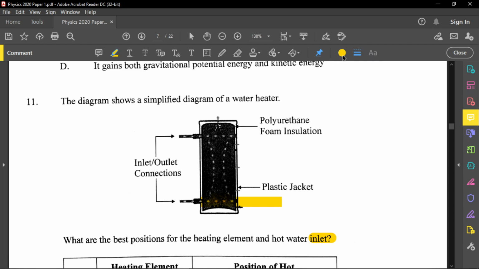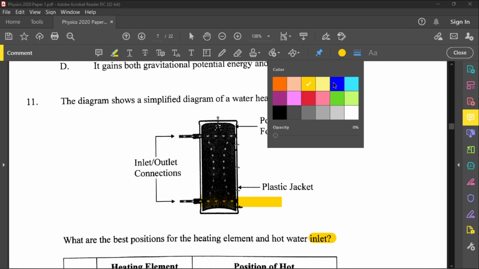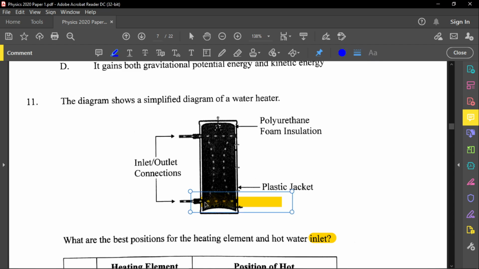Now, what is important though? There's a concept that you need to know. Putting it at the bottom is fine, but what is happening in this is also important. So let's talk about that a little bit. As heat is applied here, so let's say this is the heating element here, the warmer water or the hot water will rise and the colder water will fall. So to get warm water, it is best to have your outlet on the top and the inlet on the bottom. And so they're asking us for the inlet, okay? And so the inlet should be at the bottom.